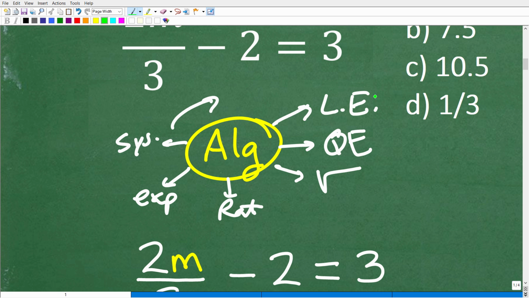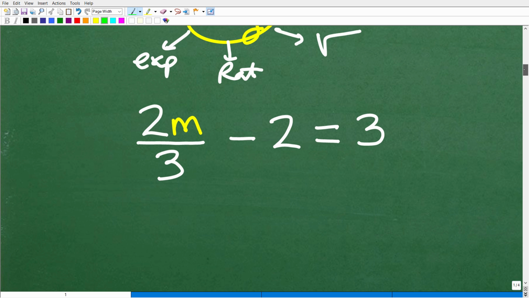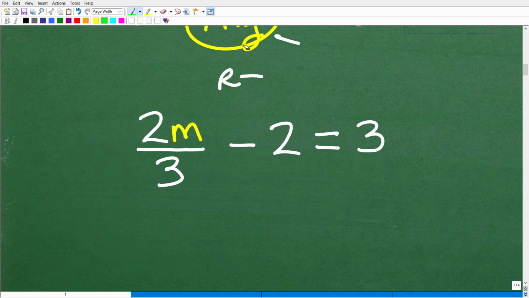But you have to master the basic equations, which are what we call linear equations. So that's what we're going to do right now in this particular problem, is we're going to do a quick review on how to solve basic one variable linear equations. So here's the problem. We have 2m over 3 minus 2 is equal to 3. Now before I get started, let's review some other basic concepts about equations.